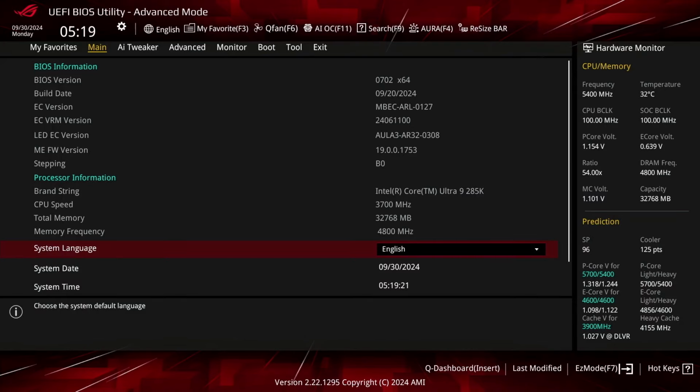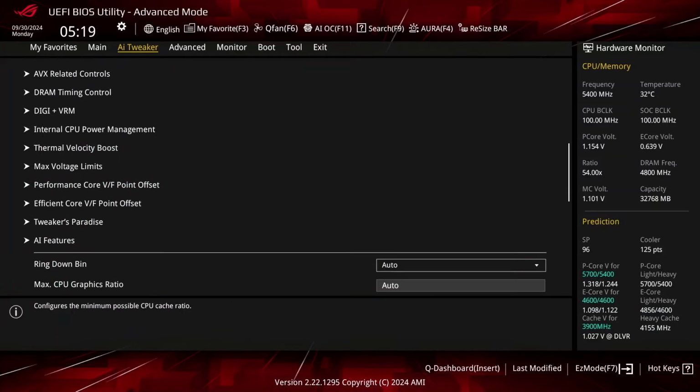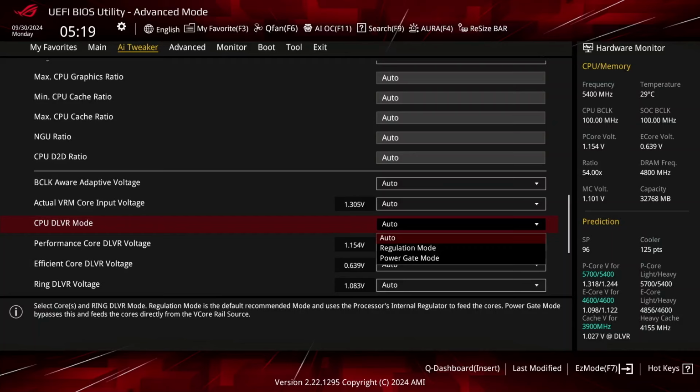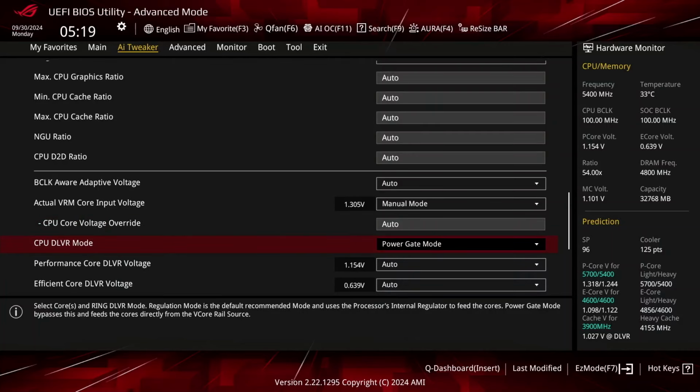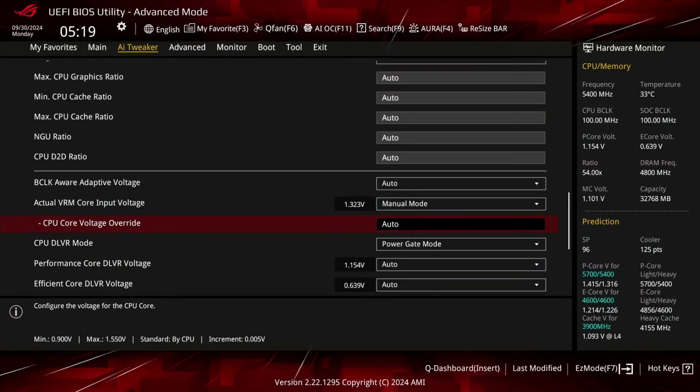In the ASUS ROG BIOS, you can switch between DLVR and power gate mode for the VCCIA voltage rail in the AI Tweaker menu by configuring the CPU DLVR mode menu item. In the ASUS ROG BIOS, you can set the VCCIA voltage rail in the AI Tweaker menu by configuring the actual VRM core input voltage in manual mode.